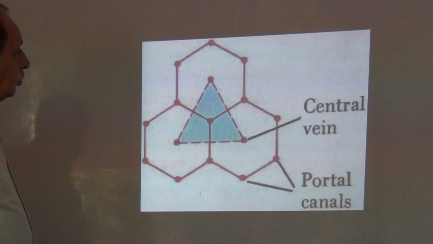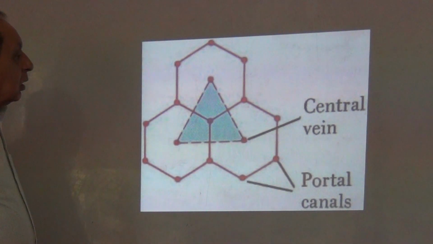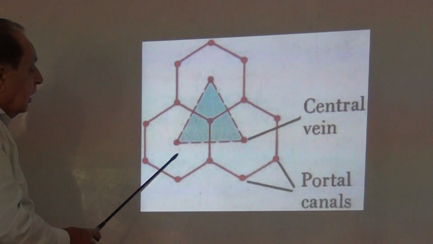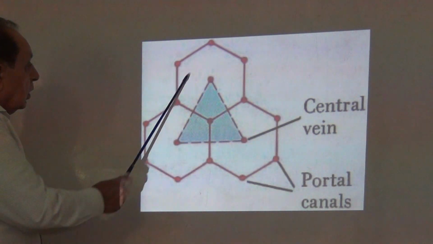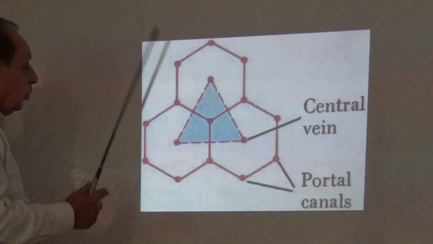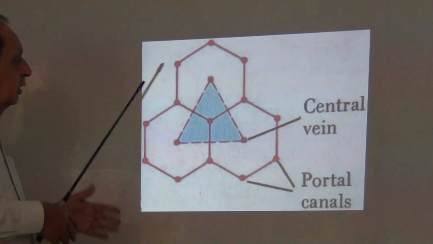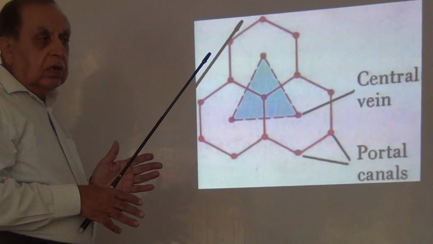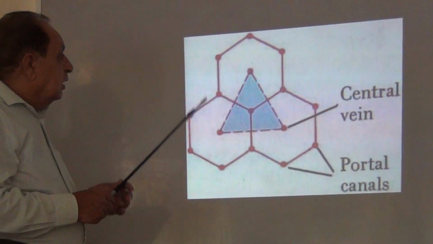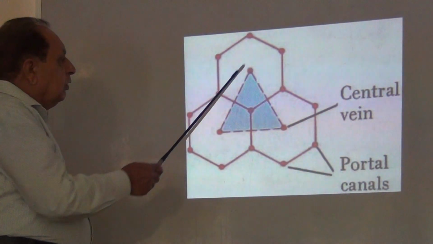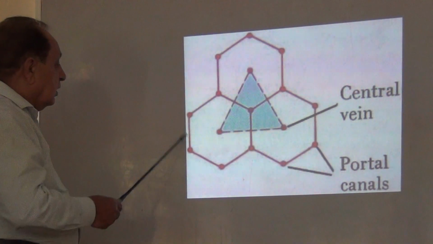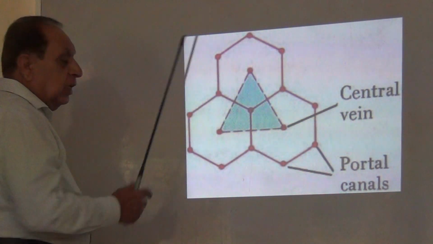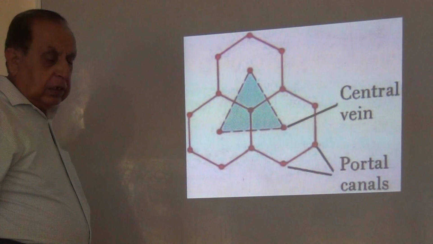Then these are the hepatic lobules. Now, the lobules of the liver. First is the hepatic lobule, about which we studied that it is hexagonal. It has portal areas at each corner.